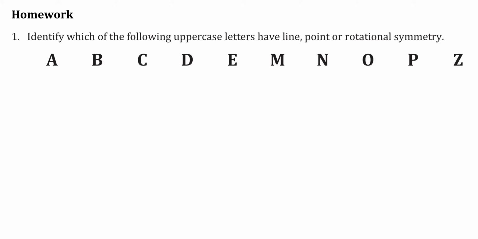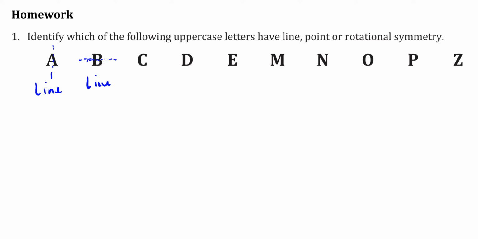Okay, so let's look at A. If I draw a vertical line through the middle of A, this has line symmetry. If I turn A upside down, it won't look like A anymore, so it doesn't have point symmetry. And there's no rotation other than 360 that I can use to make A on top of itself, so it just has a line. For B, if I draw a horizontal line through it, this also has line symmetry.